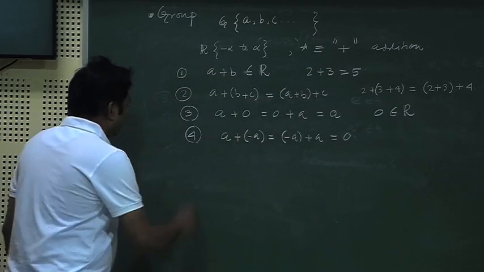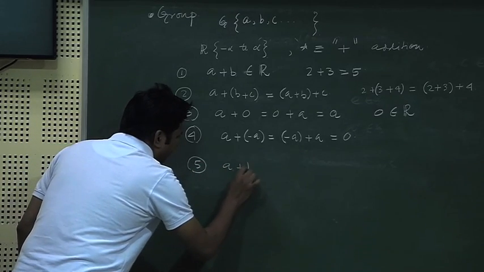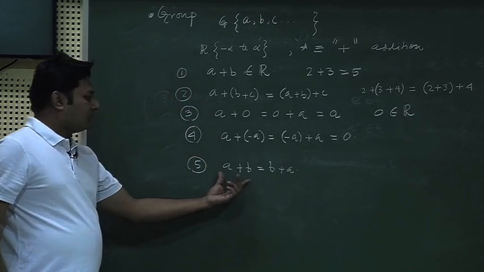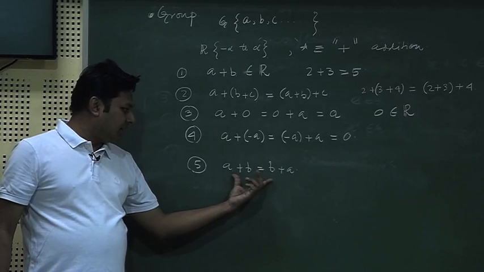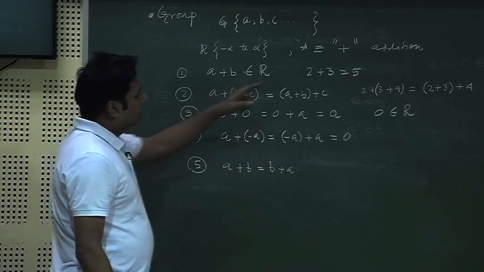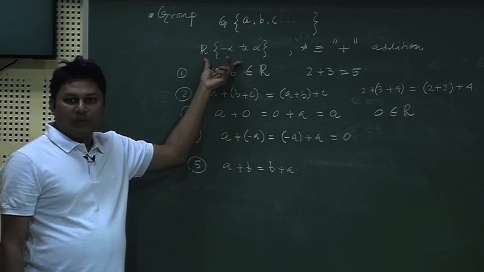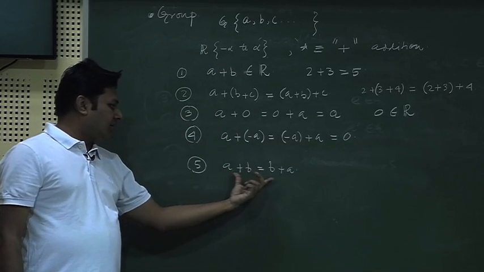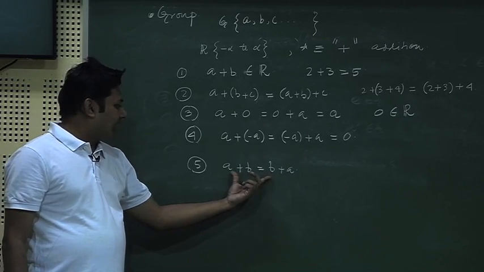The fifth property, A plus B equals B plus A, is also satisfied here. If you check, you will find that it is satisfied. So, I can say that under the addition operation, the real numbers form a group. Since this commutative relation is also valid here, we call it an abelian group.